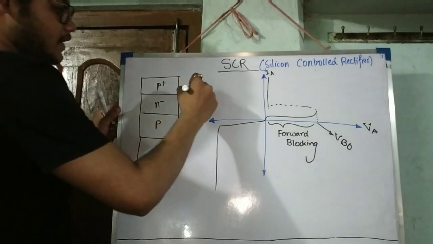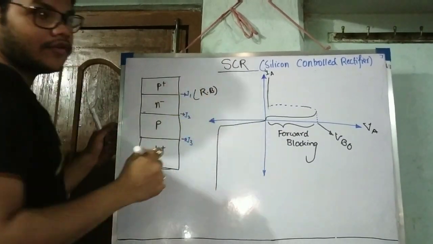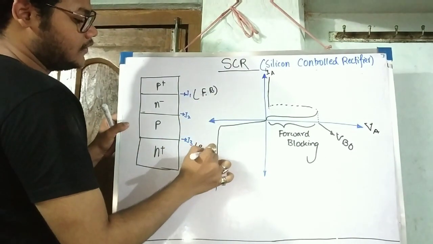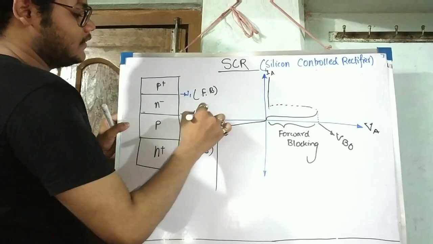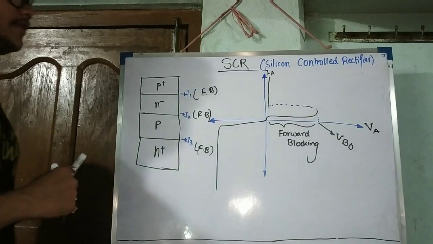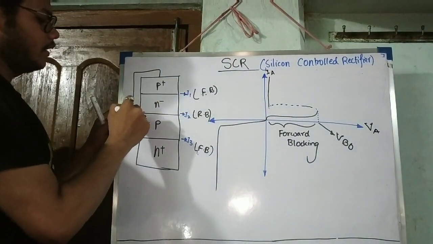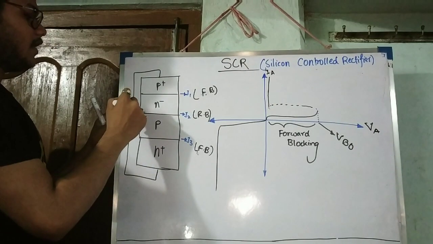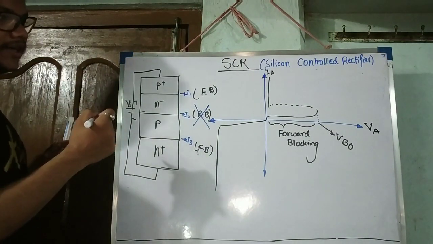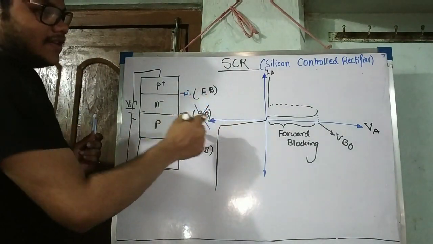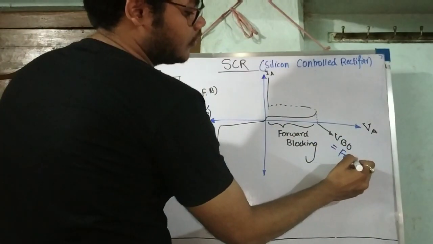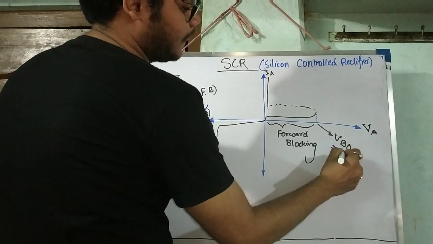What is this voltage? You have seen that in the forward blocking condition, this junction is in forward bias, this is in reverse bias, this is in forward bias, and again this is in reverse bias. After a certain positive voltage, the reverse bias junction undergoes avalanche breakdown, and the voltage at which this reverse bias junction is completely broken is called the breakover voltage, or forward breakover voltage.